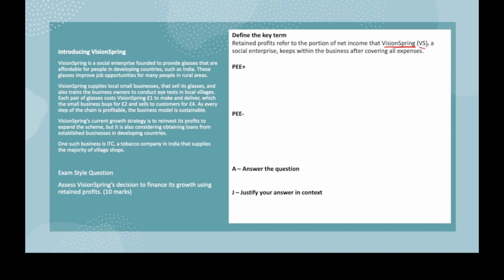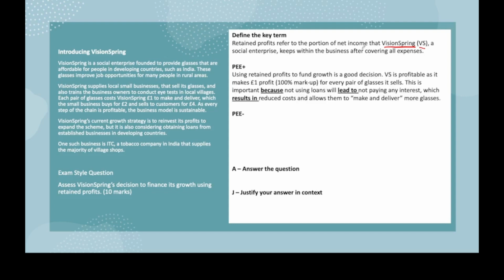Okay, so they're a social enterprise, keeps within the business after covering all of its expenses. Okay, so it's talking about that net income, and you'll use financial terms in your essays, and that is net income. So that will be your income after expenses.